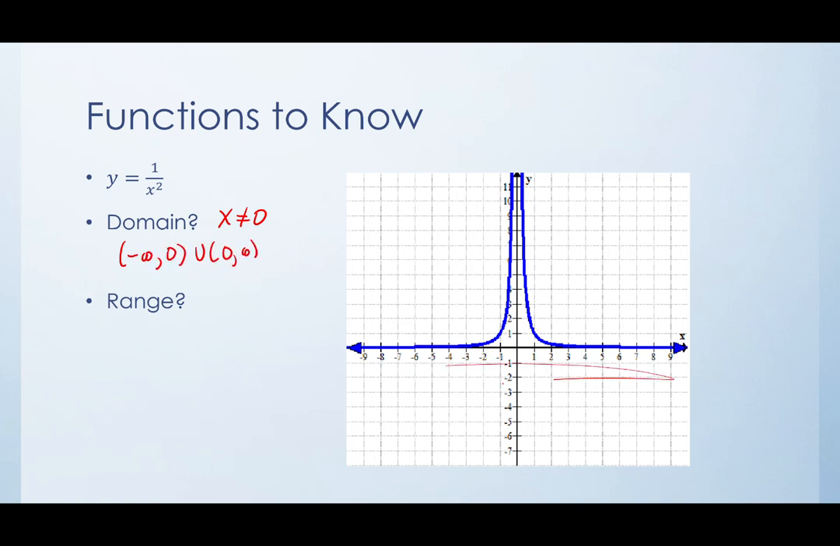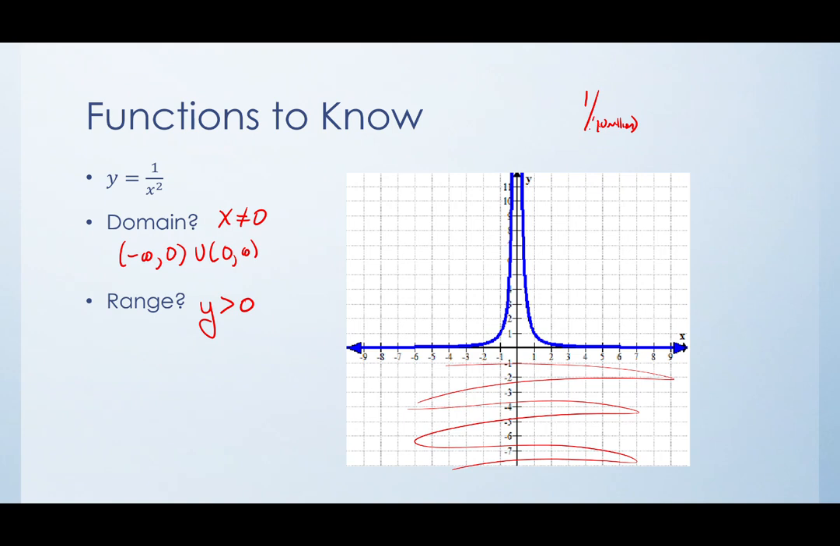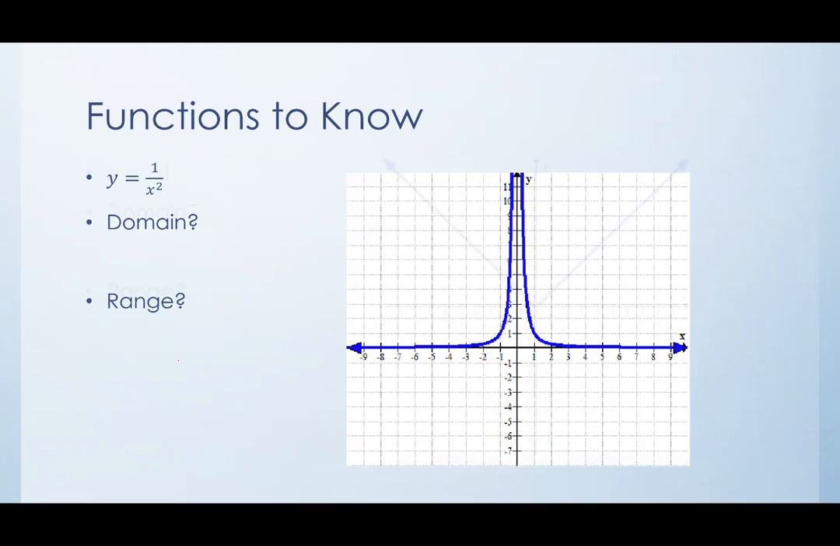But our range, you'll notice there's nothing down here in the negative y's. So here we've got y greater than 0 for our range because it's not ever going to equal 0, right? Because 1 over 10 million squared is still ever so slightly bigger than 0. So if we write that in interval notation, 0 to infinity, all good.